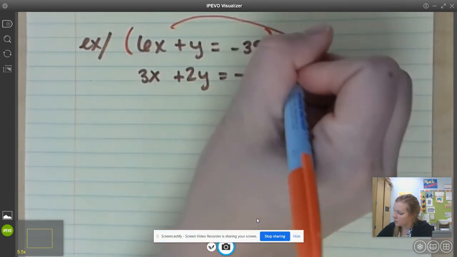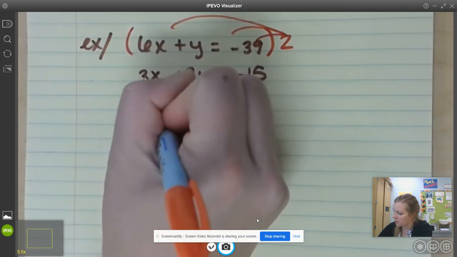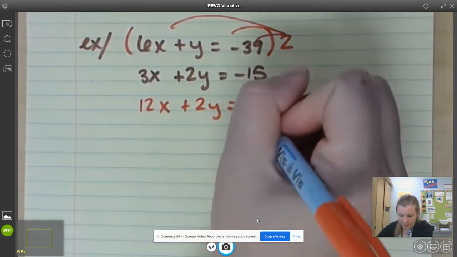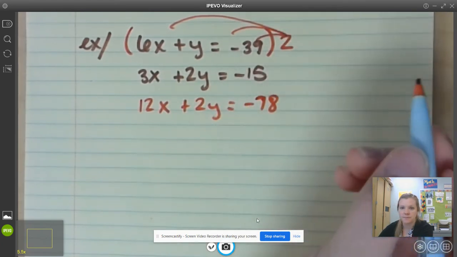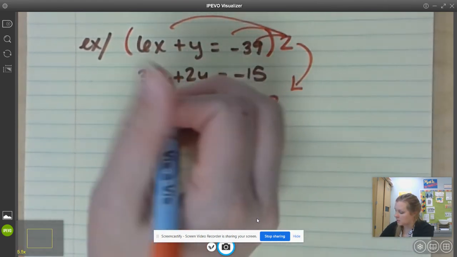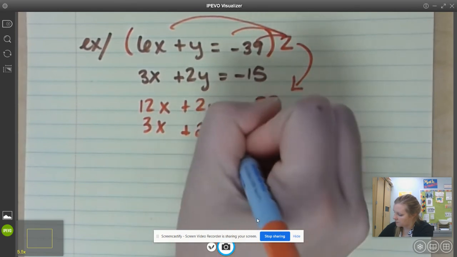So we're going to kind of distribute this out. 6 times 2 is 12x. 2 times y is 2y. 39 times 2 is -78. So this equation transformed to this. And I just copy down the other one.